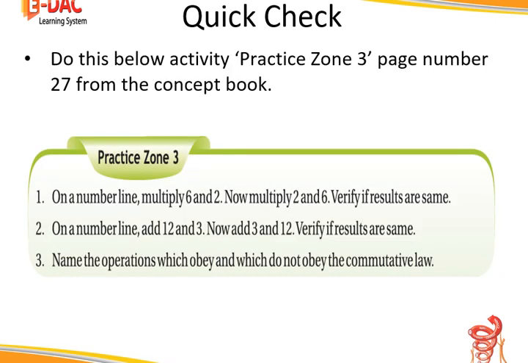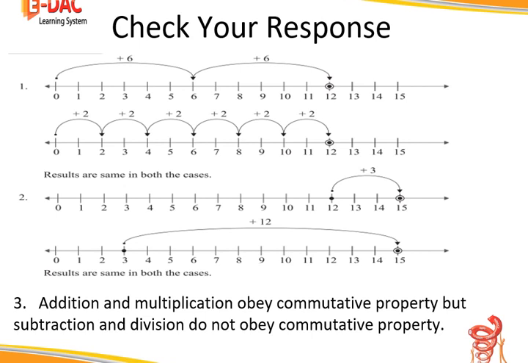Let's quickly check what we have understood till now. Do the below activity, practice zone 3, page number 27 from the concept book. So let's see what the activity is. On a number line, multiply 6 and 2. Now multiply 2 and 6. Verify if the results are the same. On a number line, add 12 and 3. Now add 3 and 12. Verify if the results are the same. Name the operations which obey and which do not obey the commutative law. You can check your responses here. And the third answer was addition and multiplication obey the commutative property, but subtraction and division do not obey the commutative property.